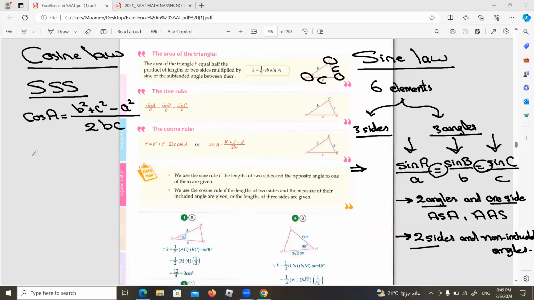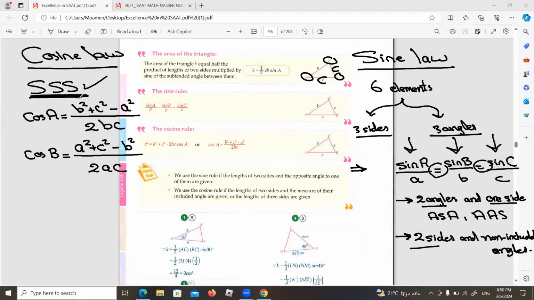Again, mister, can you give me the rule with B? Cosine B to be what, mister? Leave B. So the remainder is A squared plus C squared minus B squared, over 2AC. This is the cosine rule when we need to find the angle.